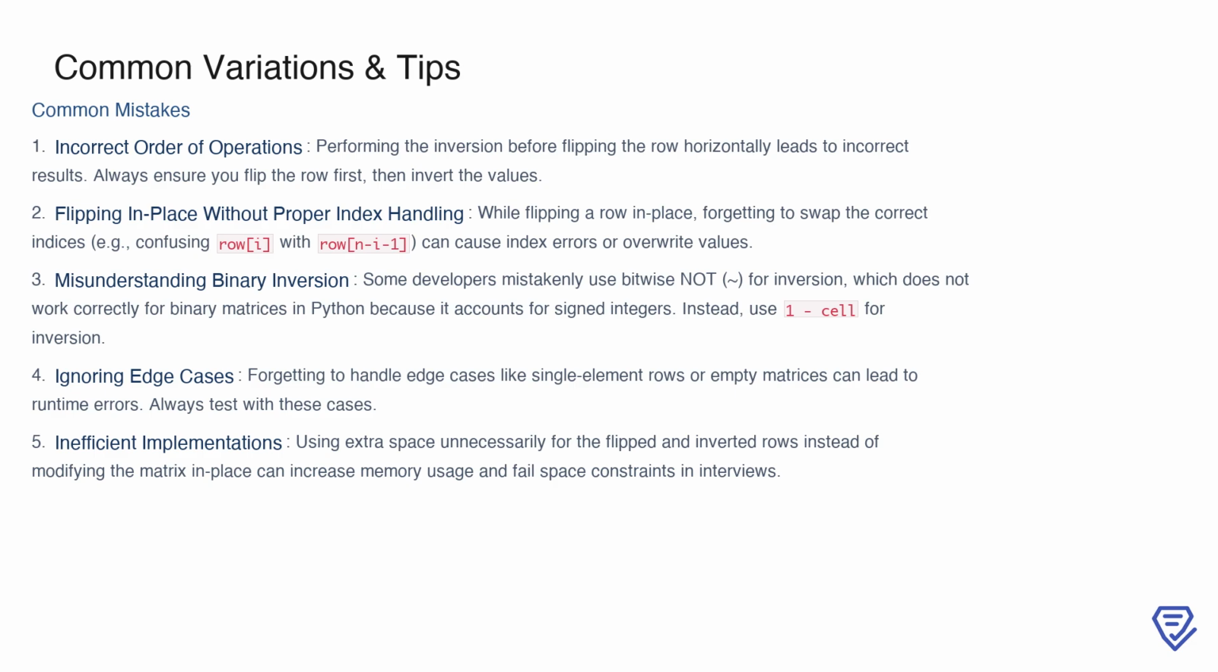Edge cases must also be handled properly. Examples like single-element rows or empty matrices can easily cause runtime errors if overlooked. Finally, while it may be tempting to use extra space for flipping and inverting, this approach is inefficient and might violate space constraints during an interview. Always aim to modify the matrix in place whenever possible.